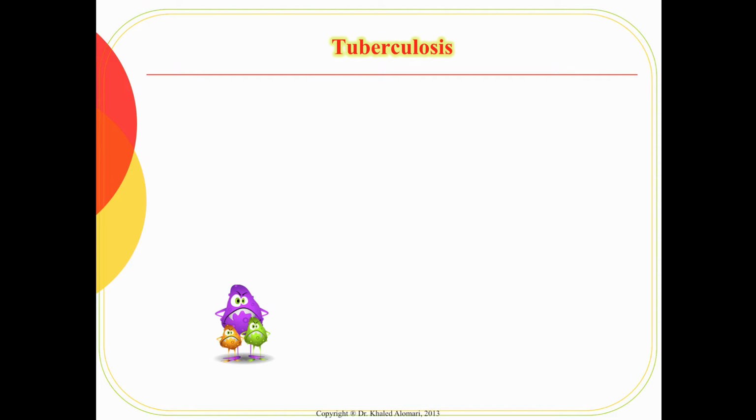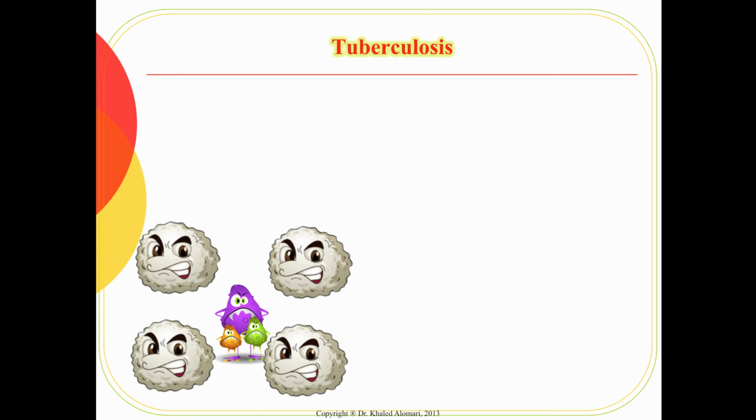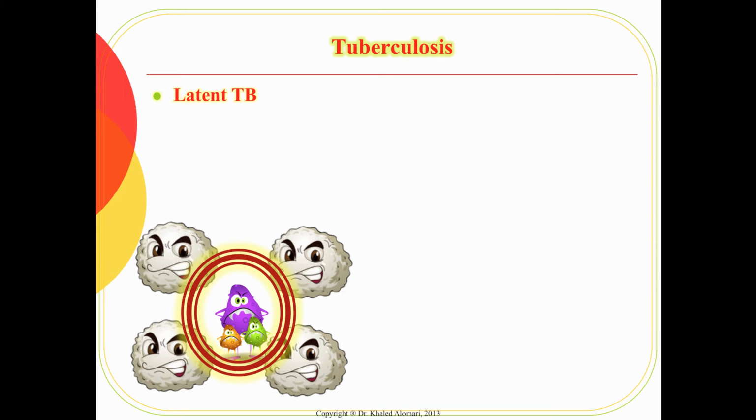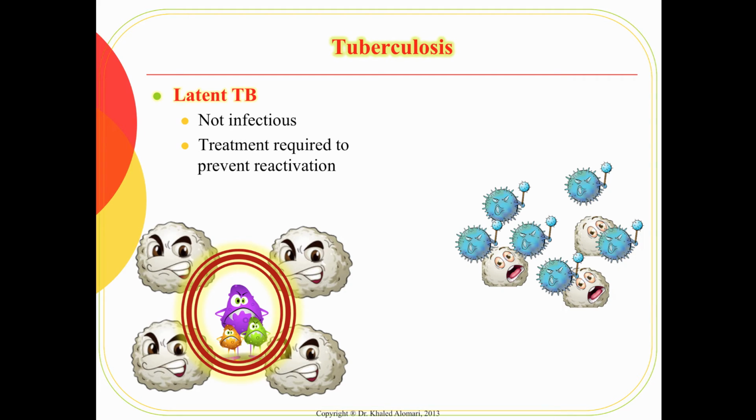So again, just to clarify, the mycobacterium invades, will be found by the macrophages, will be encircled, become inactive, and they're waiting. So this is latent TB that's waiting for immunity to change. Latent TB is not infectious. The patient doesn't need isolation, and usually they do not show symptoms of active TB. However, treatment is recommended so it does not become active.